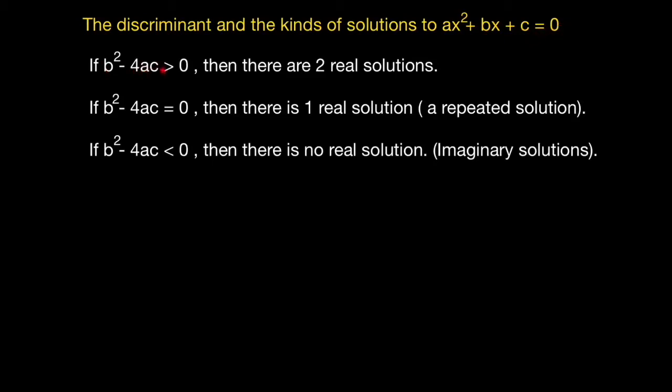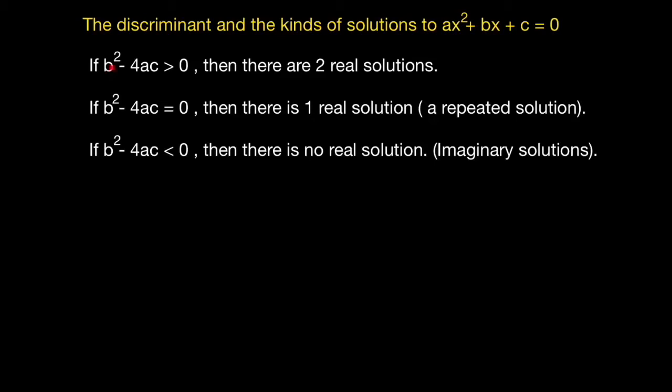If b squared minus 4ac is greater than 0, then there are two real solutions. If b squared minus 4ac is equal to 0, then there is one real solution. It's going to be a repeated solution. And if b squared minus 4ac is less than 0, then there are no real solutions. They're going to be imaginary, and we will record them as a complex number.